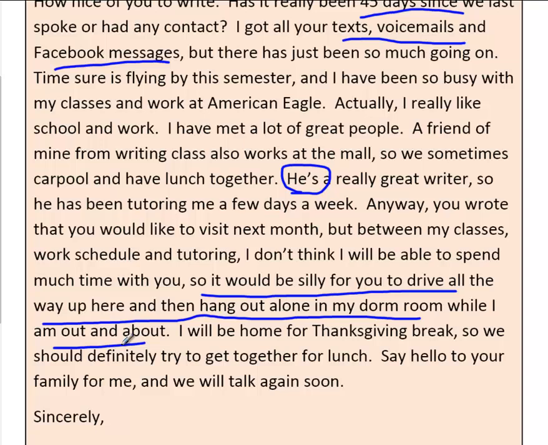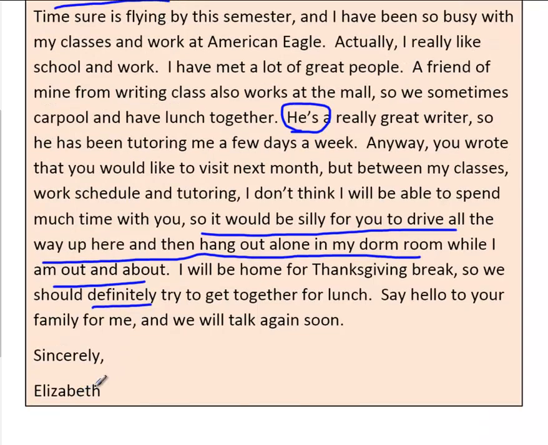She's not even committing to spending any time with him when she's home for break. Down here, she uses the word definitely. She says, "We should definitely try to get together for lunch." Well, I can definitely try to do a lot of things, but if they don't happen, I can always say that I tried. I know Elizabeth's tricks.